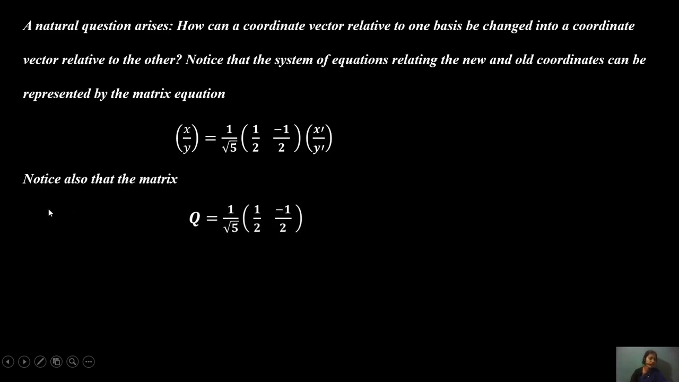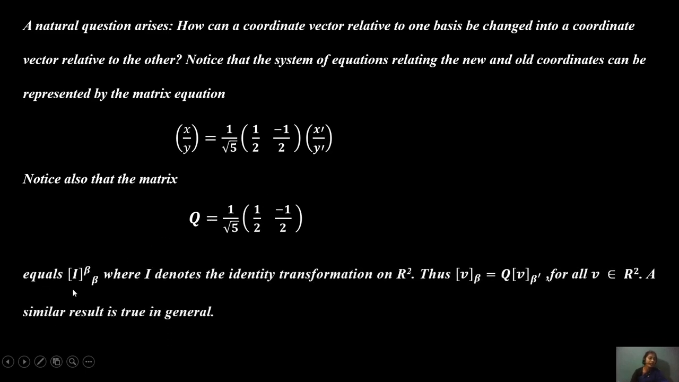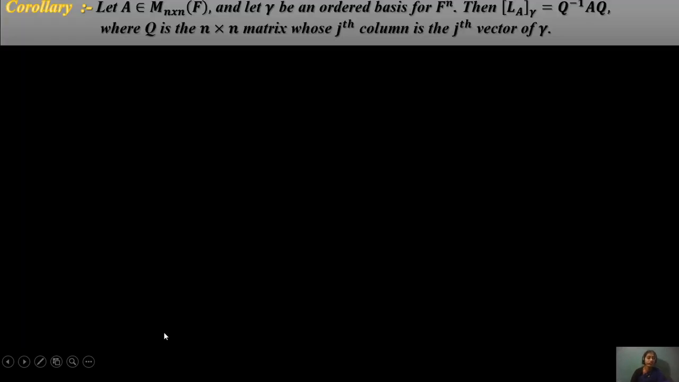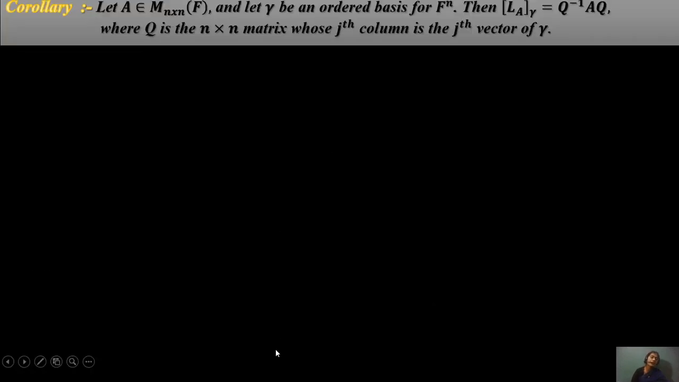Okay, this equation in matrix form is Q equals 1 upon square root of 5 times the matrix with entries 1, 2, -1, 2. You know that the identity matrix I relative to the bases beta and beta' is considered, where I denotes the identity transformation on R^2. Thus, I is denoted as the identity transformation, that is R^2. Thus [v]_beta equals Q [v]_beta' for all v that is an element of R^2. Hence the similar result is true for the general equation.